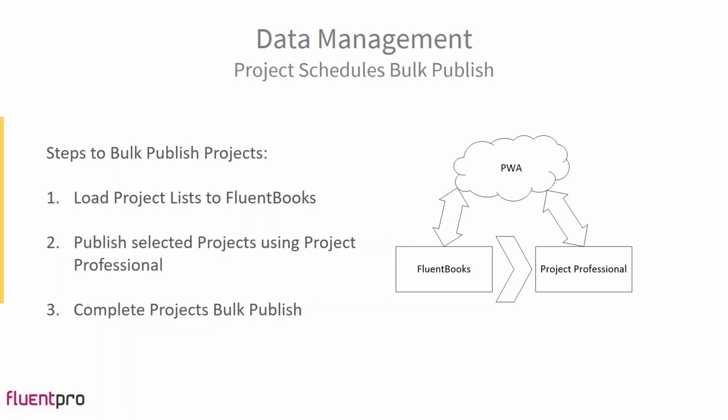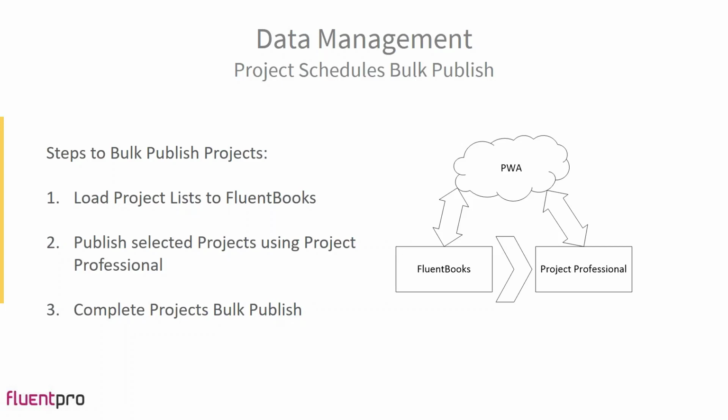For example, let's imagine that there are a number of projects with tasks and assignments, and if we change cost in resource rates for one resource, costs won't be updated in projects automatically, and all projects will need to be opened and republished to update costs in the projects. And of course, this can be done manually one by one, but it will take a significant amount of your time and effort. But with the help of FluentBooks, you can just launch this process, and all the projects will be published automatically.